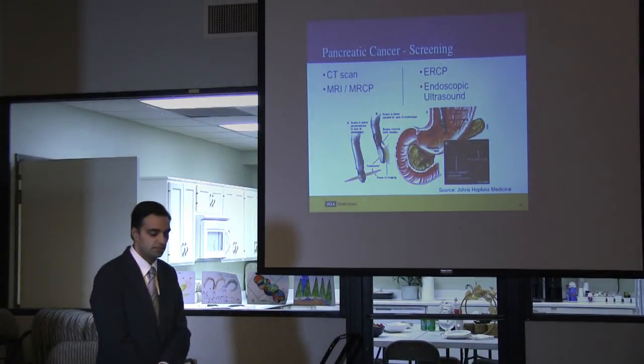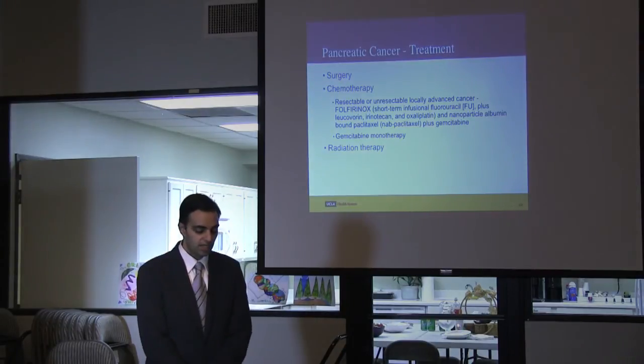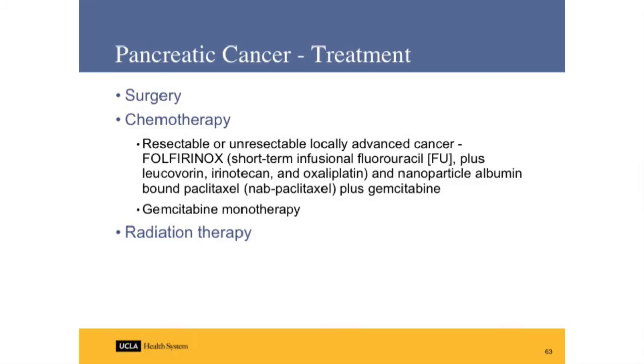tumor that's seen. So for the treatment of pancreatic cancer, surgery is possible if there's essentially no spread to surrounding structures, and especially no spread to the blood vessels that are surrounding the pancreas. And then chemotherapy is essentially for both unresectable as well as resectable cancer. And these are the agents that are used. And then radiation therapy is often combined.